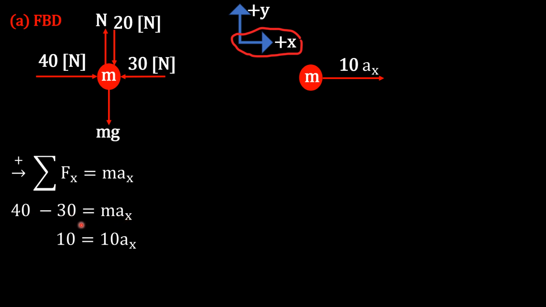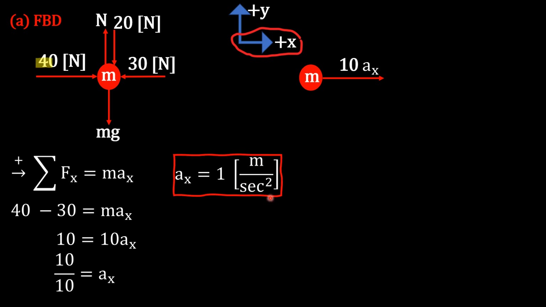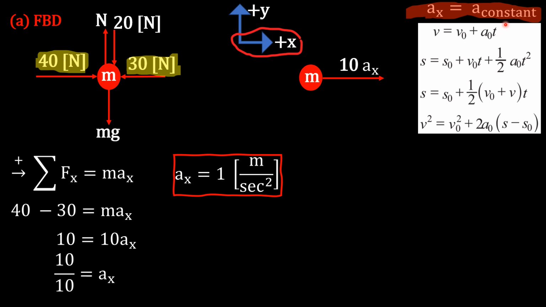So here our goal is to solve for the acceleration in the x direction, which will give us the acceleration in the x direction to be 1 meter per second squared. So in this, we know that these two forces, 40 and 30, we said are constant forces, so that means it's constant acceleration. So acceleration in the x direction is our constant acceleration. So that means we can use these equations.